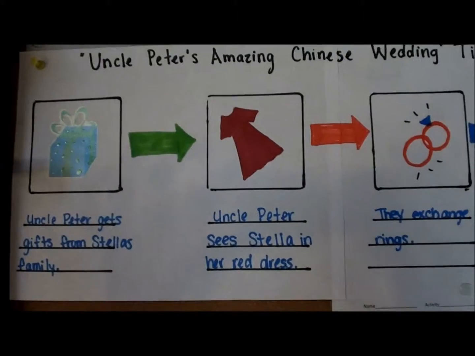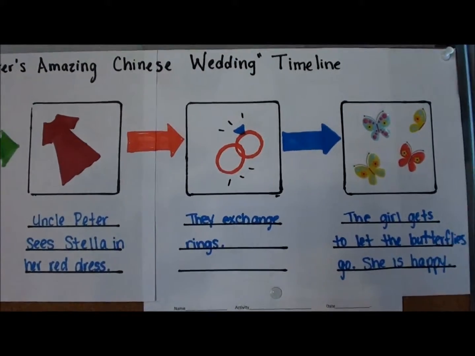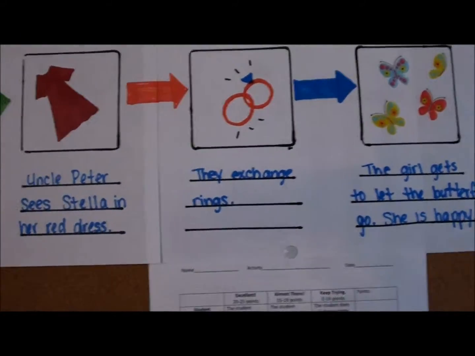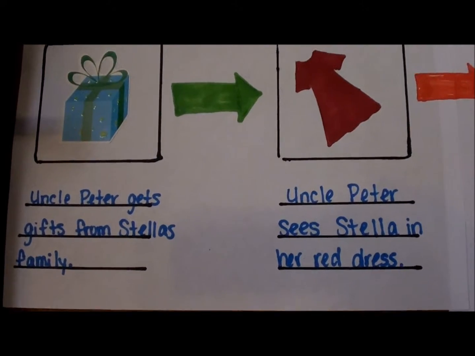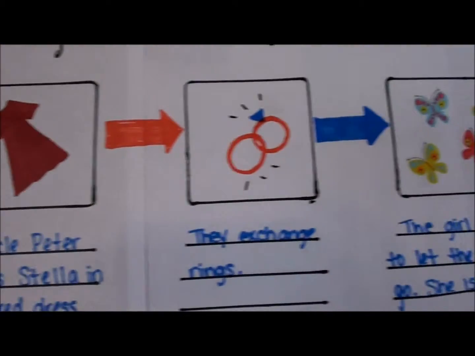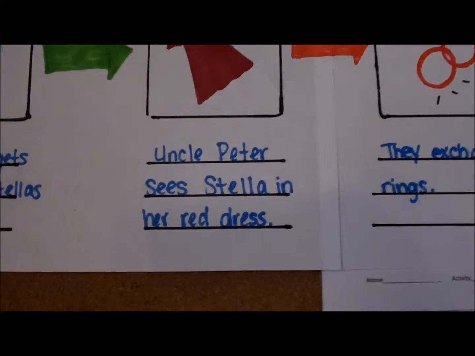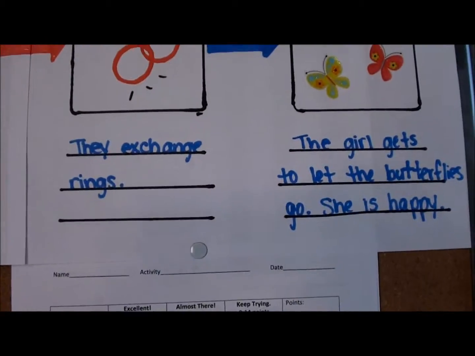Here's one that I completed. It says Uncle Peter's Amazing Chinese Wedding timeline at the top, and it has 4 different events in order with sentences below to describe what the picture means. As you can see, I used stickers and drawings, and they could use things such as magazine clippings as well. And below I wrote the descriptions of each event.